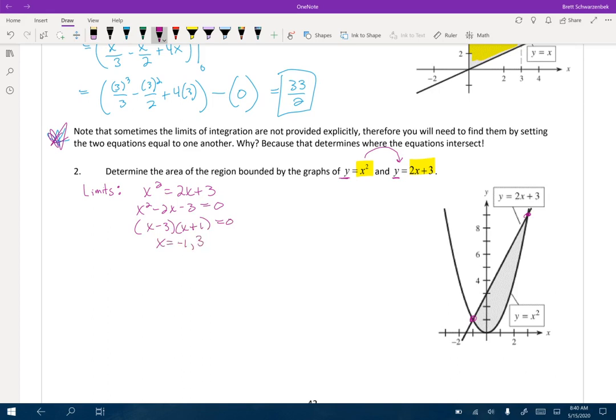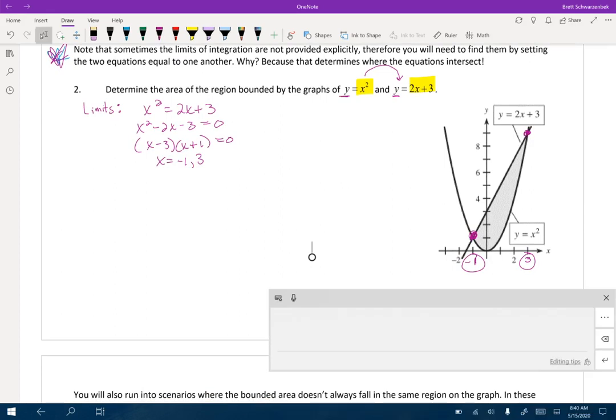So if you look at our graph, that means that our two limits are going to be at -1 and 3. This must be done. You cannot assume that this is perfectly in line with this 3 and that this point here is perfectly in line with the -1. You can't do that. You have to show the limit equations to get the important limits for doing the problem.